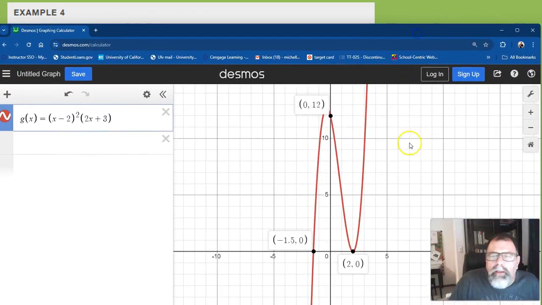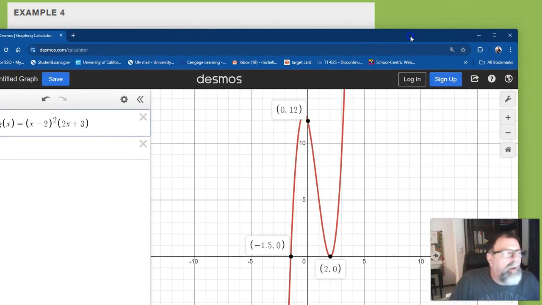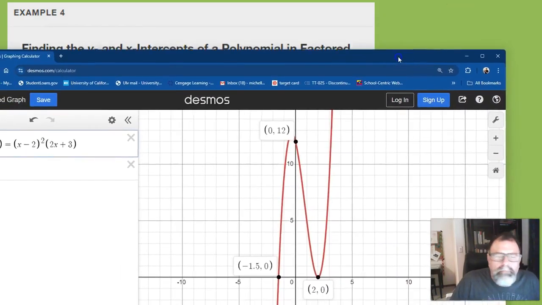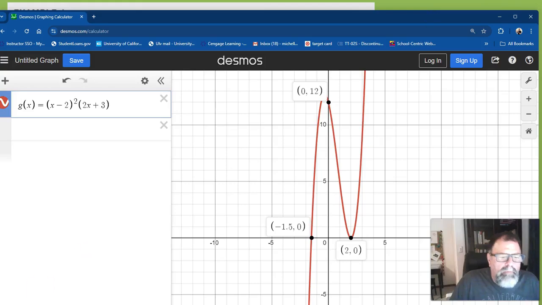And then just to give you a little precursor of what we're going to do, notice that at (2, 0), again, that turning point is on the x-axis, and it had a multiplicity of 2. We'll talk about that more later. Okay, let's move on to the next example.